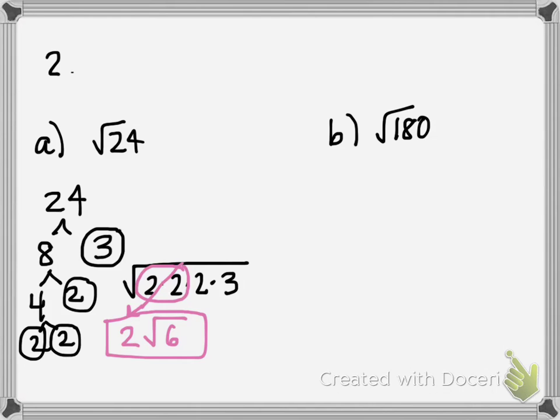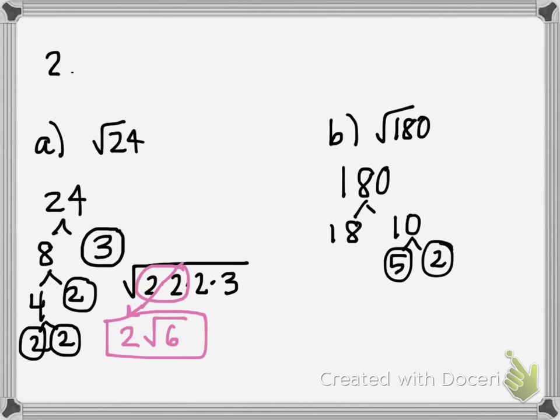Same thing we're going to do for square root of 180, make a factor tree. So start with any two numbers that multiply to give us 180, like 18 times 10. 10 would split as 5 times 2. 5 and 2 are prime. 18 would split as 9 times 2. 2 is prime, and 9 splits as 3 and 3. So what I have circled are all of the prime factors.